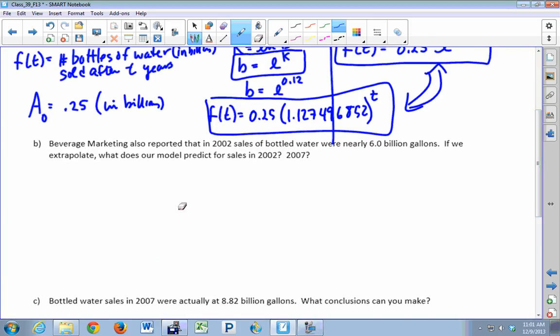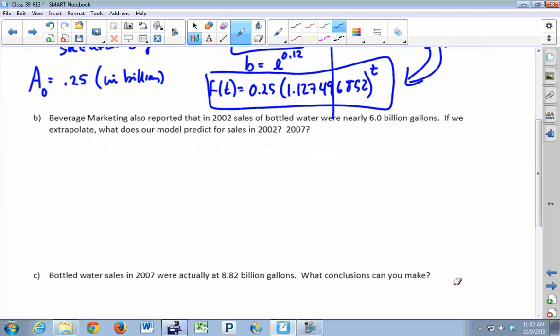So let's take a look at making a prediction. Why am I calling it a prediction if I'm looking at 2002, the number of bottled waters in 2002? Why am I calling that a prediction? Right, because my model, my continuous growth factor, was only from using the data from 1976 to 2000. So I'm extrapolating, I'm going outside of my data set now. So let's use both of these models and extrapolate and predict what the sales will be.